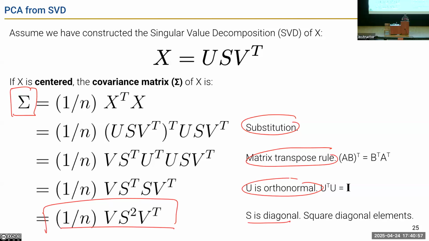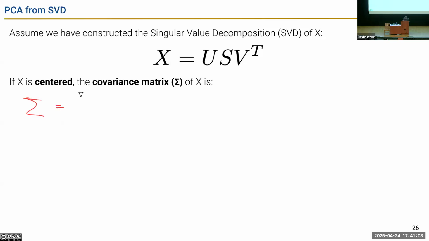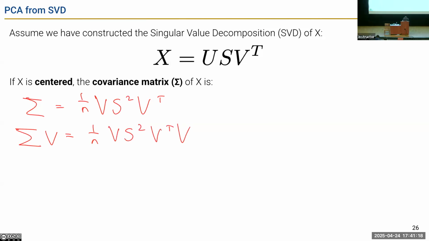Okay, now what can we do with this? Sigma, we just saw, can be written as 1 over N V S squared VT. I'm going to do a little bit of a shifty move here. I'm going to multiply both sides by V, and I promise you there's a reason we're doing this derivation. I multiply both sides by V. V is orthonormal. That's just the identity matrix. So we're left with sigma V equals, I'm going to write S squared over N times V.